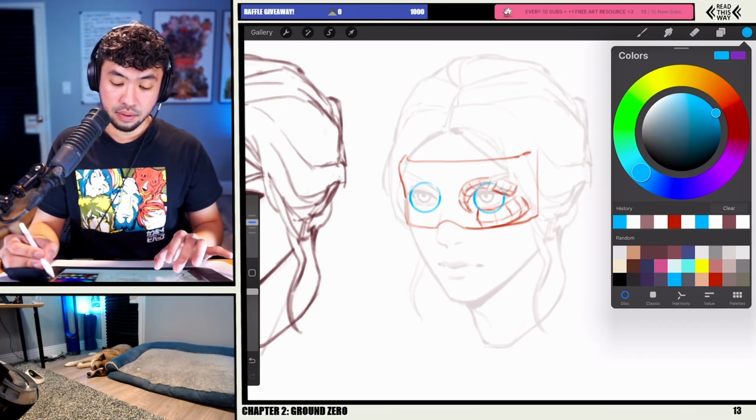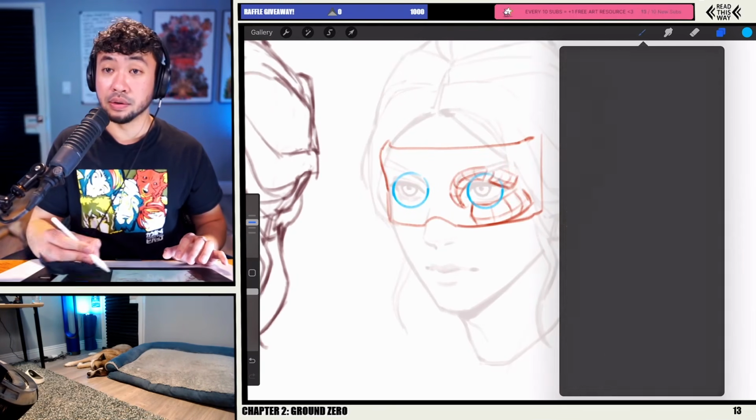How should we do this? I'll do some more on the other side real quick, a few contours on the other side.